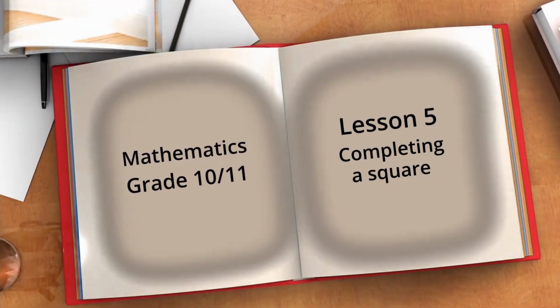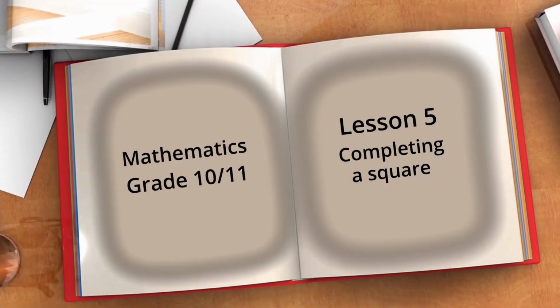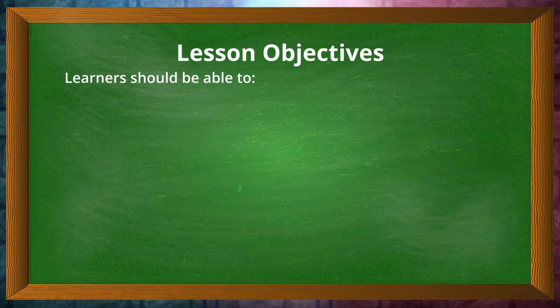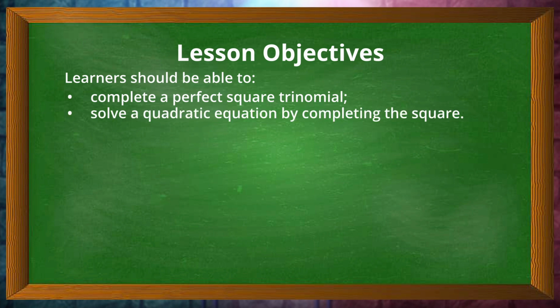Welcome to lesson 5 for grade 10 and 11 mathematics. The topic for today is completing the square. By the end of today's lesson, you should be able to complete a perfect square trinomial and solve a quadratic equation by completing the square.